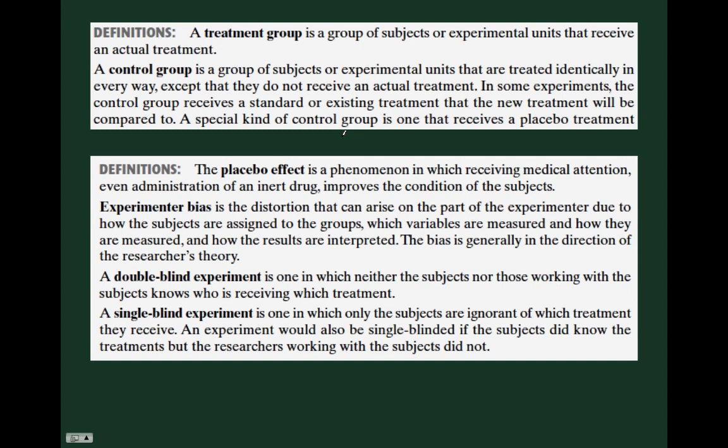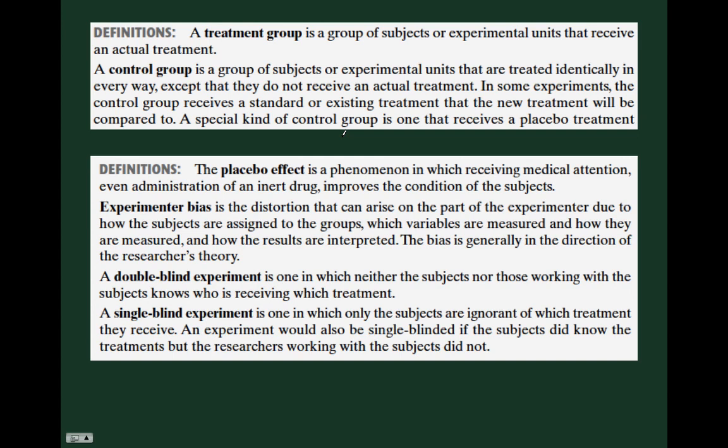All right, more definitions. A treatment group is a group of subjects or experimental units that receive an actual treatment. And a control group is a group of subjects or experimental units that are treated identically in every way except they do not receive an actual treatment. In some experiments, the control group receives a standard or existing treatment that the new treatment will be compared to. A special kind of control group is one that receives a placebo treatment. Well, let's talk about this placebo idea a little bit.